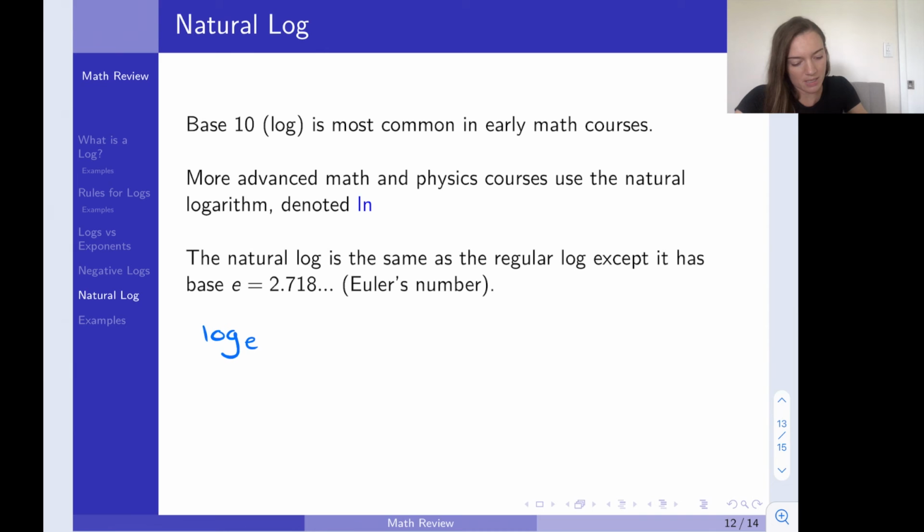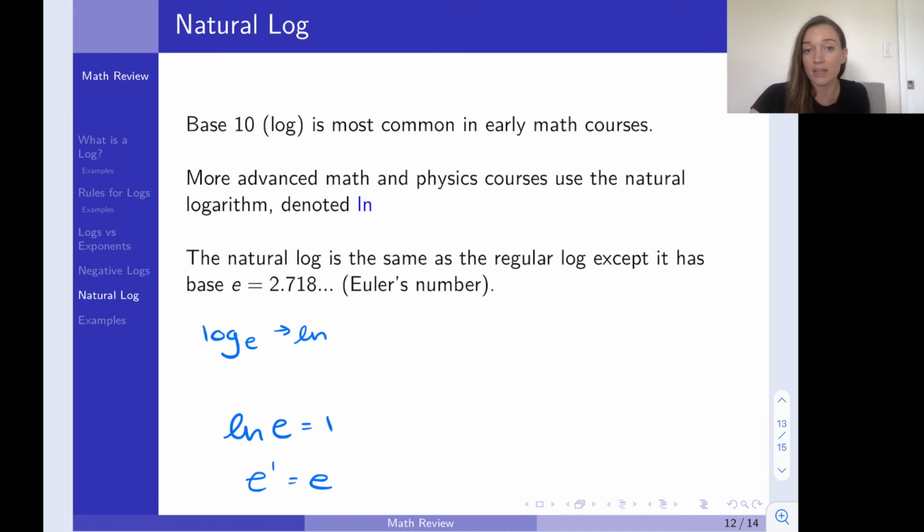So log base e is what we call the natural log, and you'll usually see it denoted as ln. And it behaves the exact same as any other log. If you have ln of e, that'll give you 1, because e raised to the power of 1 will give you e, and then you can plug in any numbers you want there. So it's the same exact thing as a regular log, but just with a specified base.